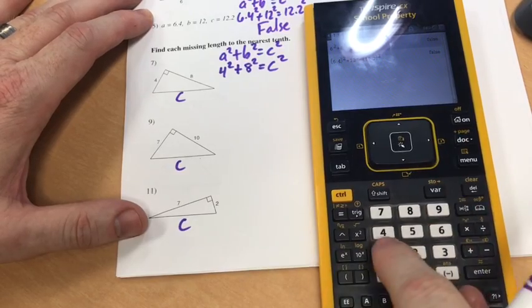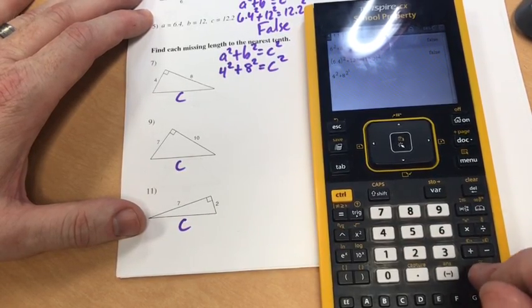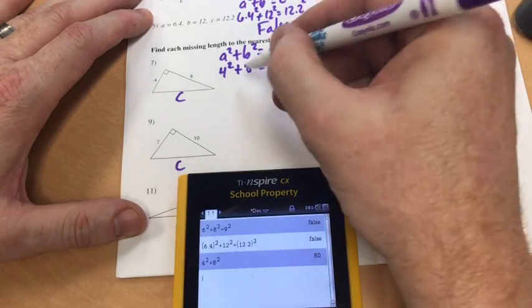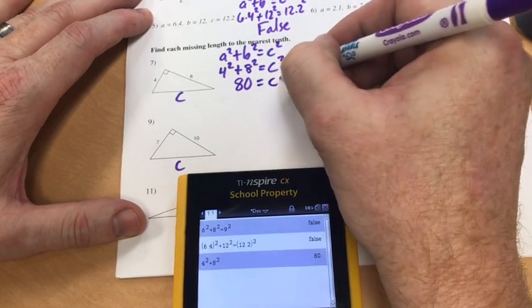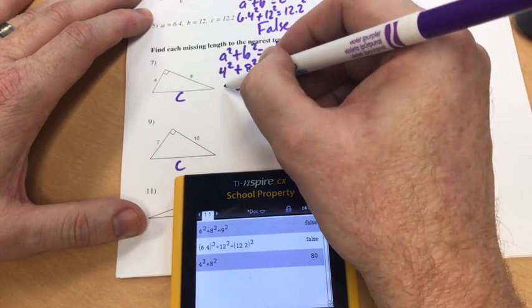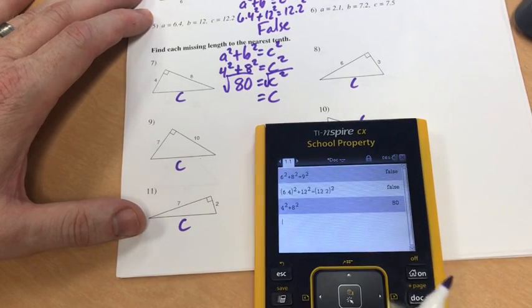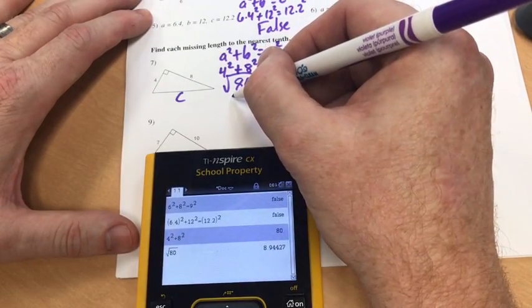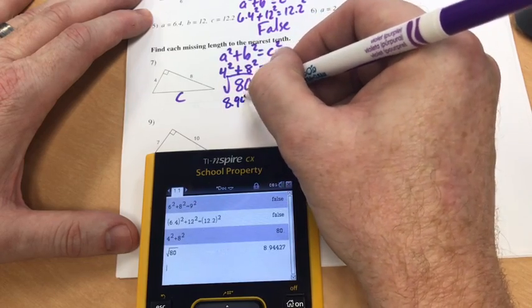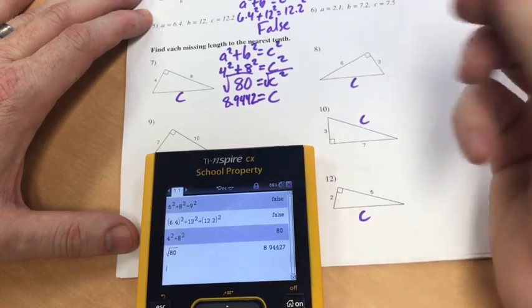Now, on this step here, you can do both of these on the calculator at the same time. 4 squared plus 8 squared. The whole left side of my equation now is 80. And that equals c squared. We want to know what is side C. So to solve for that, we've got to take the square root of both sides now. So I do control x squared to get my radical. The square root of 80 is 8.944.